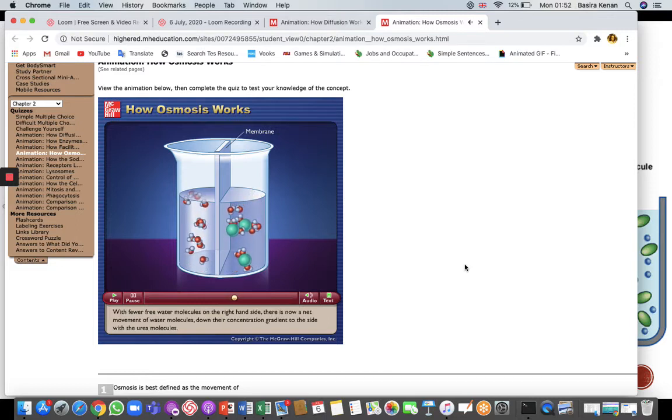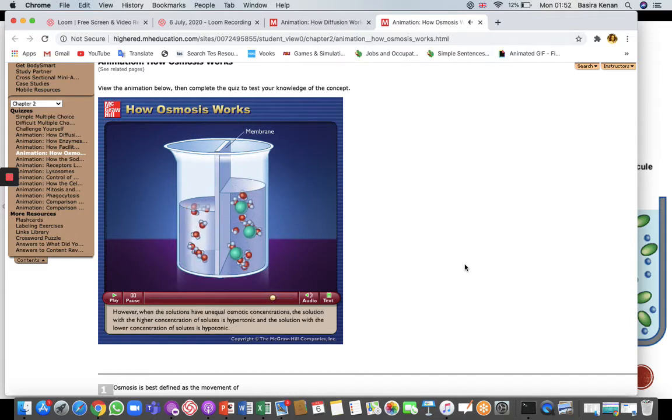With fewer free water molecules on the right-hand side, there is now a net movement of water molecules down their concentration gradient to the side with the urea molecules. Because more water molecules are moving into this area than are leaving, the water level on the right side will rise. If the osmotic concentrations of two solutions are equal, the solutions are isotonic.